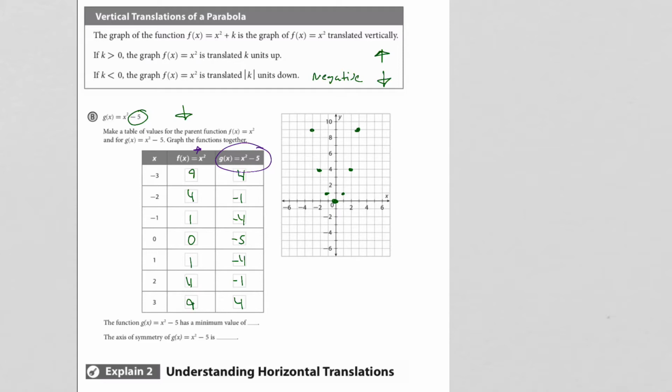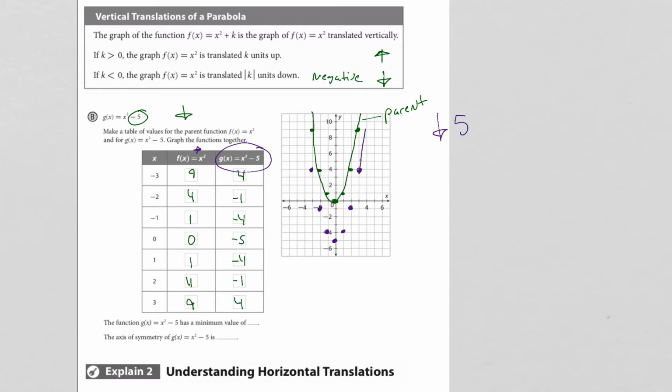So literally, if I take every point here, let's say this is our parent function, and every point is being shifted down 5. 1, 2, 3, 4, 5. There's the new point. And you get the idea, right? I mean, it's just been moved. It's been shifted, translated.